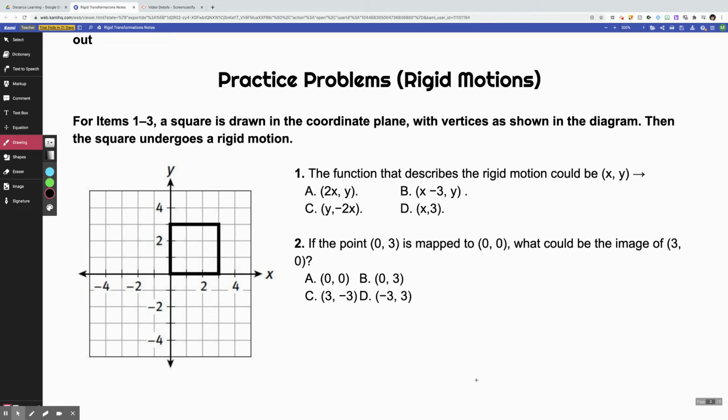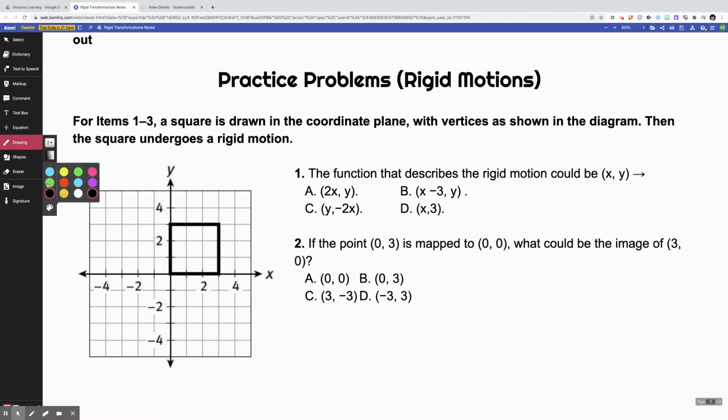Howdy folks, this is your practice problems video on just the basics of rigid motions as well as translations or shifts, right? So let's go ahead and jump into it here, okay?